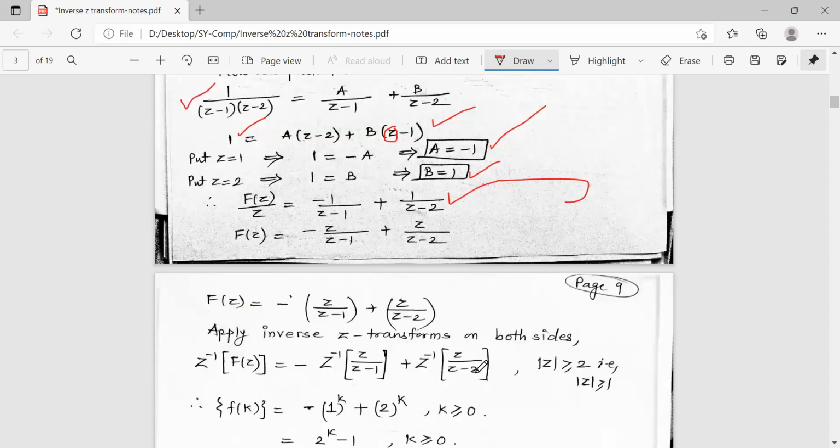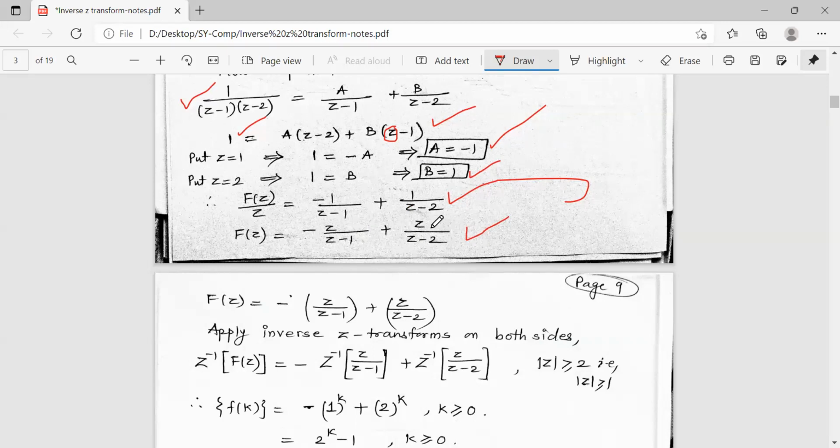now we want the answer for F(z). So now you bring this z again to the right hand side, so it will come to the numerator. So F(z) is equal to minus z upon z minus 1 plus z upon z minus 2. Now this is in the standard F(z) form.